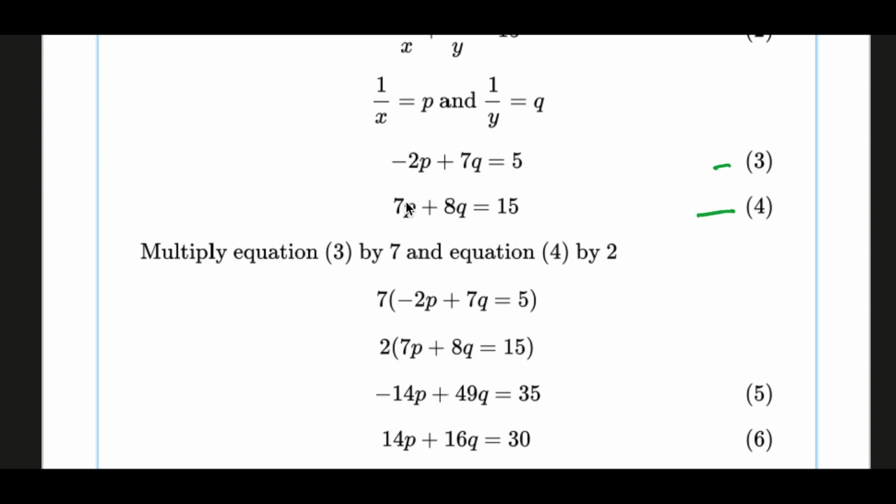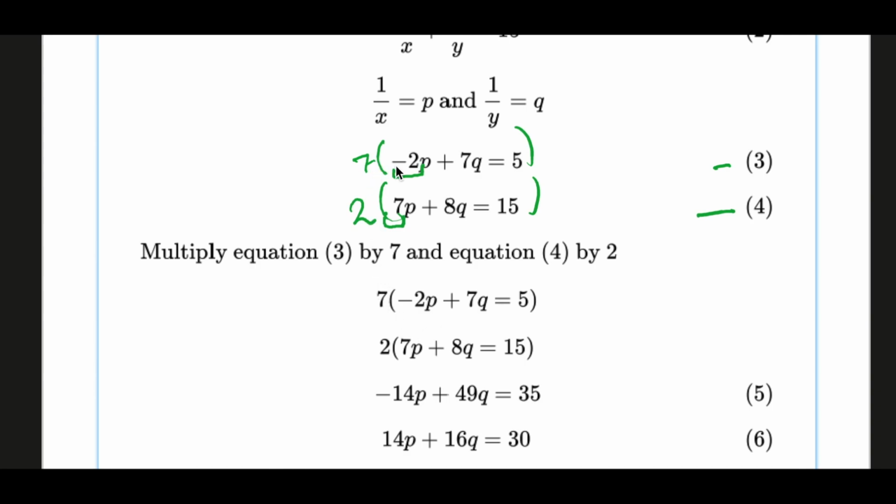Now what we will do is we will multiply our equation 1 by 7 and equation 2 by 2, so that the coefficient of p will become same. So here coefficient of p will become minus 14 and here it will become 14.